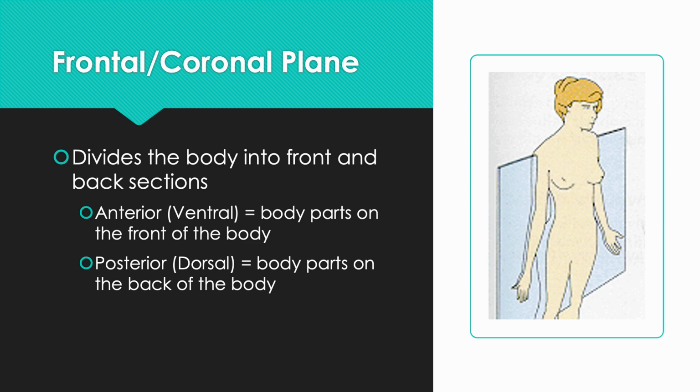The last body plane that we use is a frontal or a coronal plane. This divides the body into front and back sections, or anterior and posterior sections. So if you're seeing something that has a frontal or a coronal cross cut, you're looking at the front and back of something.